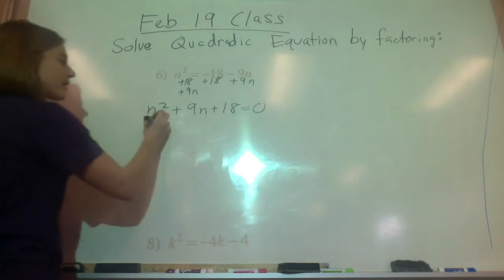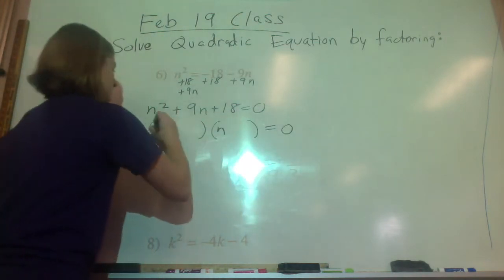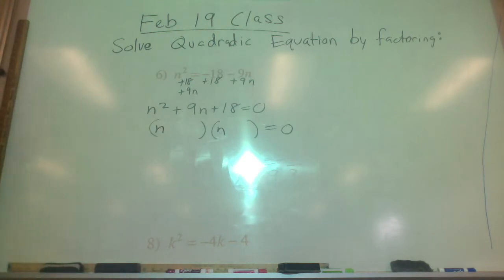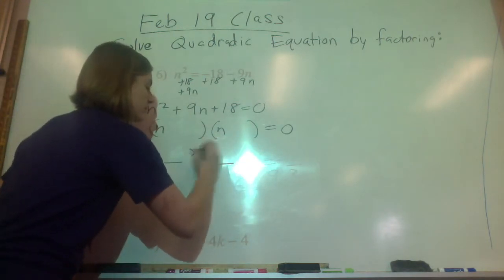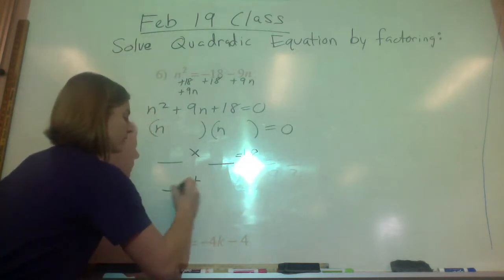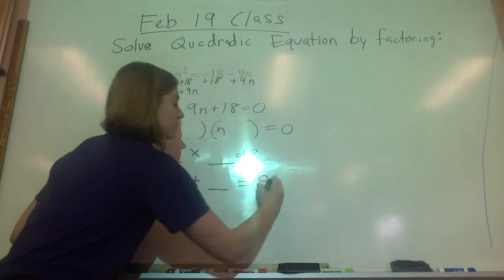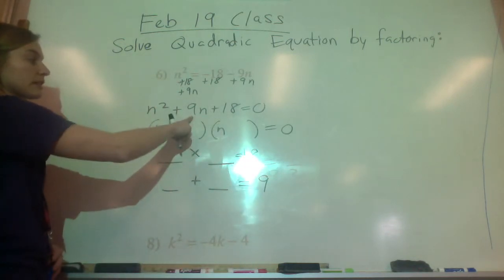Then we need to break it down into those two sets. So remember, we need two numbers that when multiplied together will give us 18, and that when added will give us 9. So they need to multiply together to get the last number, and they need to be added together to get the middle number.